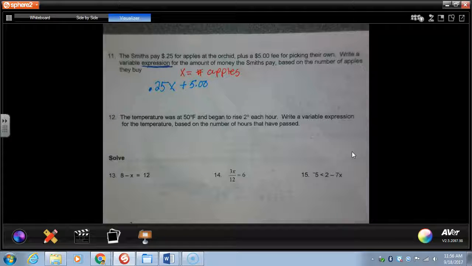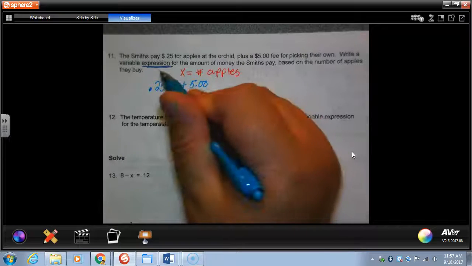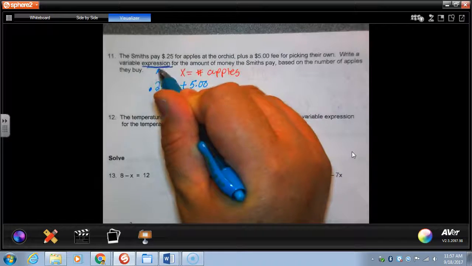And that's my expression. We don't need an equals because it's an expression. Get it? Expression, expression.